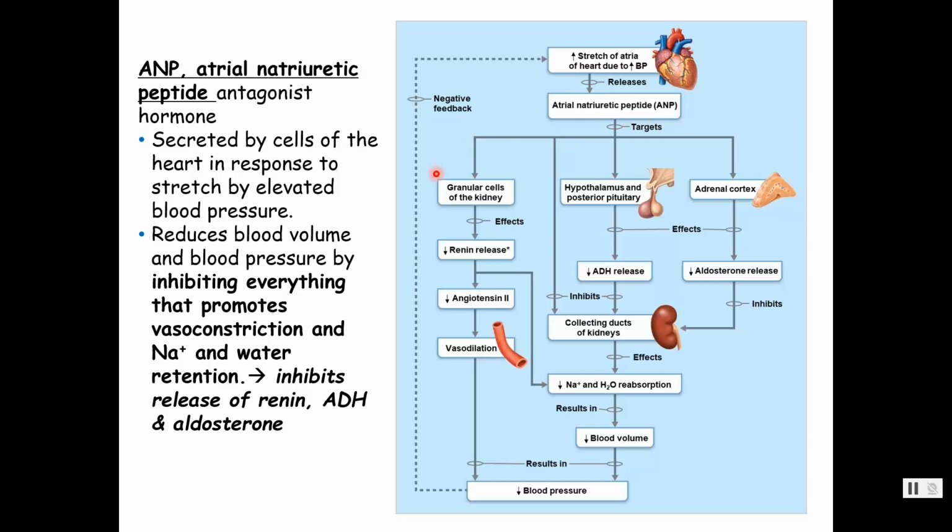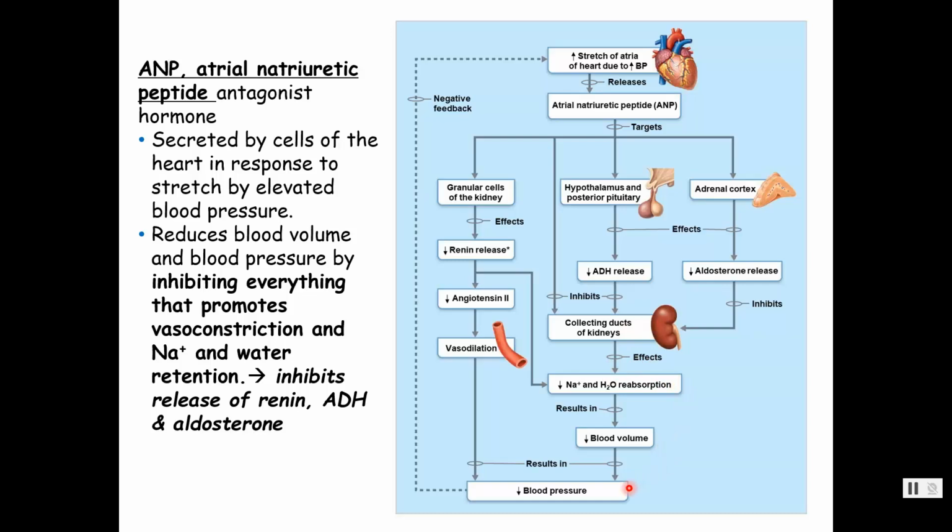And so coming over here, it inhibits the release of renin. If we don't have renin, we have less angiotensin 2, get that vasodilation. So we're going to get that relaxation and a drop in blood pressure. It is going to inhibit the hypothalamus. So we're not going to get ADH release. We're not going to get aldosterone release. So we're going to get inhibition of water and sodium being reabsorbed at the kidneys. So that's going to lower our blood volume and lower our blood pressure.